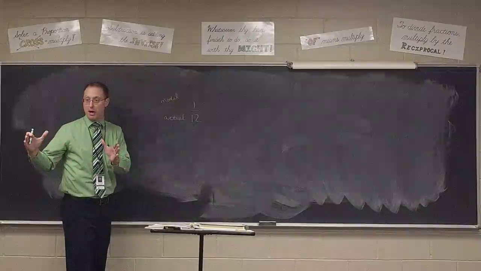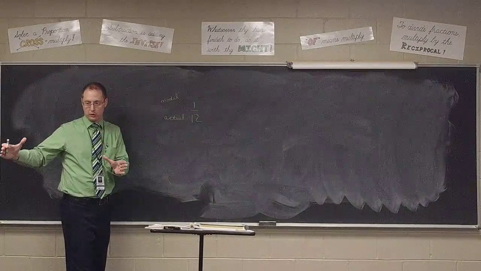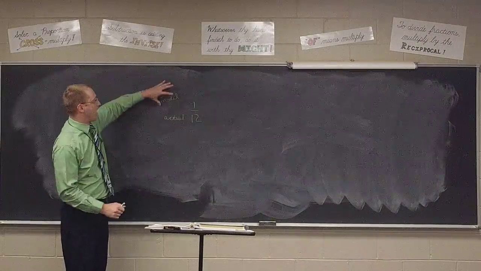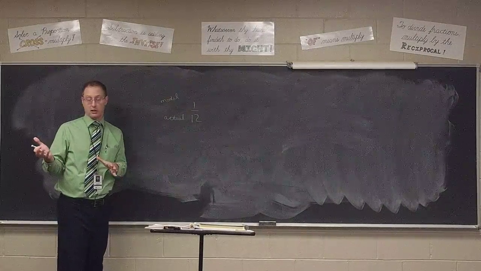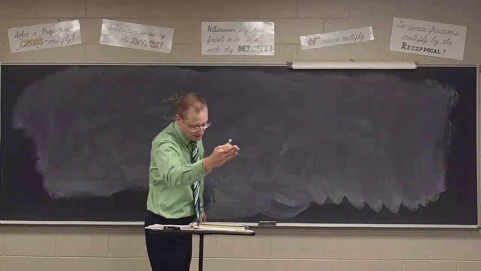So for instance, if a tailpipe on a car is 24 inches long, then it would be 2 inches on the model. That makes sense? 1 to 12. So it's a pretty big model, apparently. All right? In fact, how big is the model?